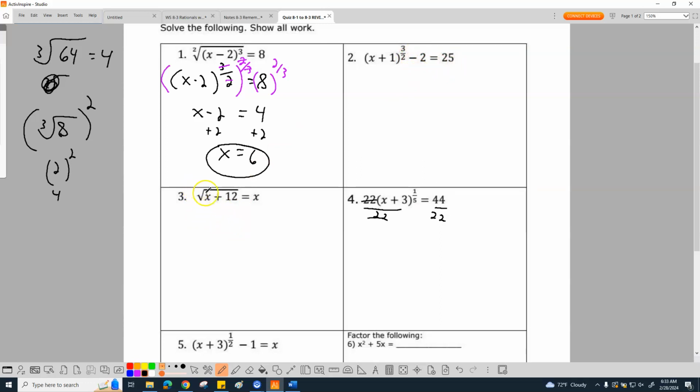And then this one. Some of you remember that you can just get rid of this by squaring both sides. But for those who don't, this one can be rewritten like this: x plus 12 to the 1/2 equals x. So I am going to do this one because I want y'all to see how to get rid of this. So all I did on number 3 was rewrite this problem. Technically there's a 2 always hidden here if there's no markings, and then there's a 1 right here. My numerator is a 1, denominator is a 2.